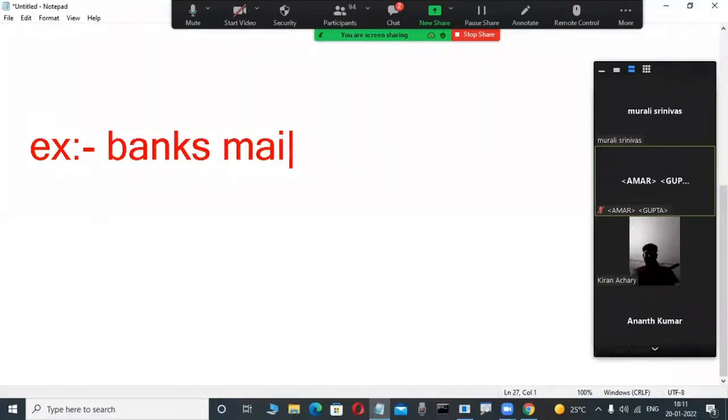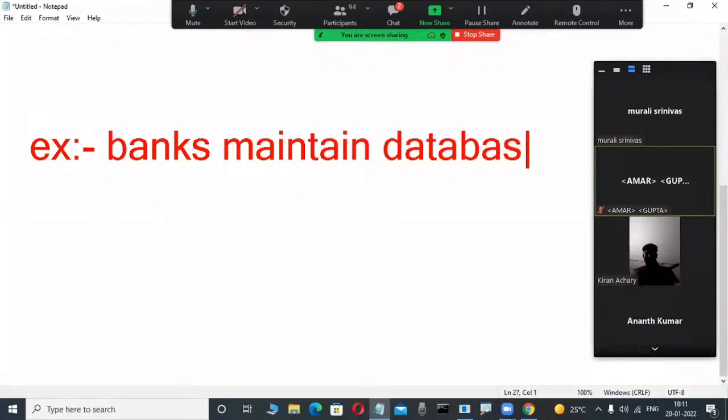Banks maintain databases. Observe it here. What is the purpose? They maintain a database to store something. Suppose customers, the account holders, deposit some amount. You are also depositing some amount. Your details, your name, address, phone number, your balance, your account number, these details are important to store permanently. That's why, when account holders or customers deposit some amount, those details they want to store permanently.